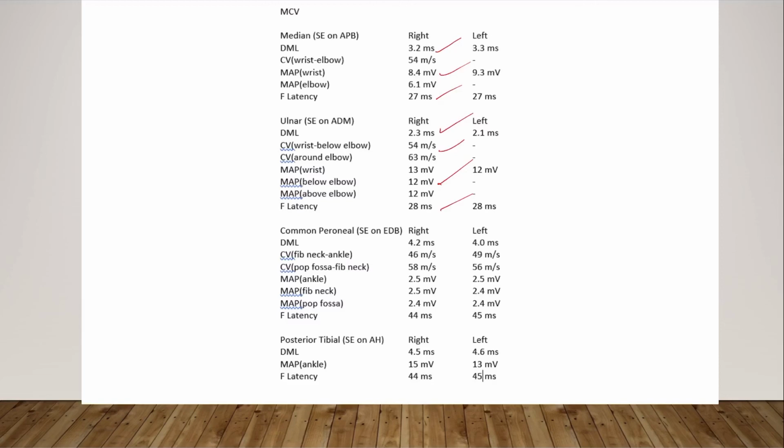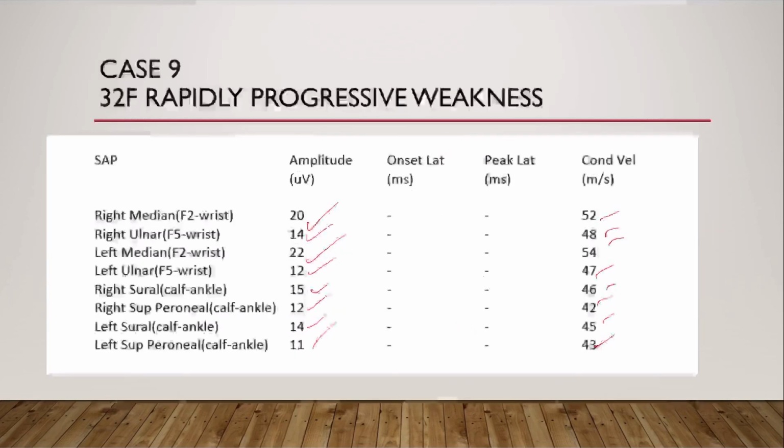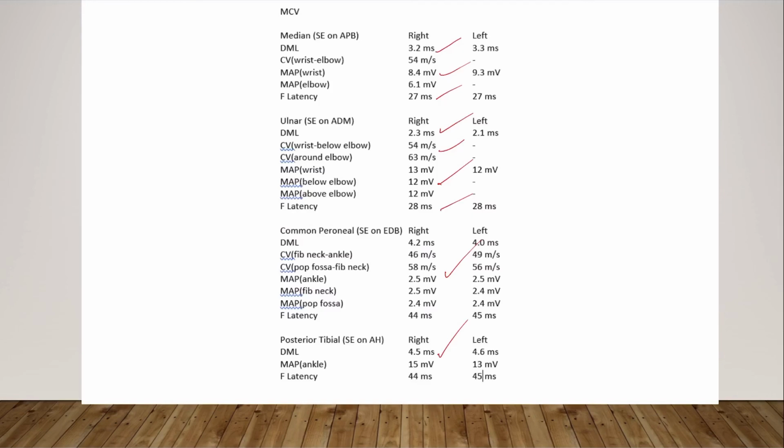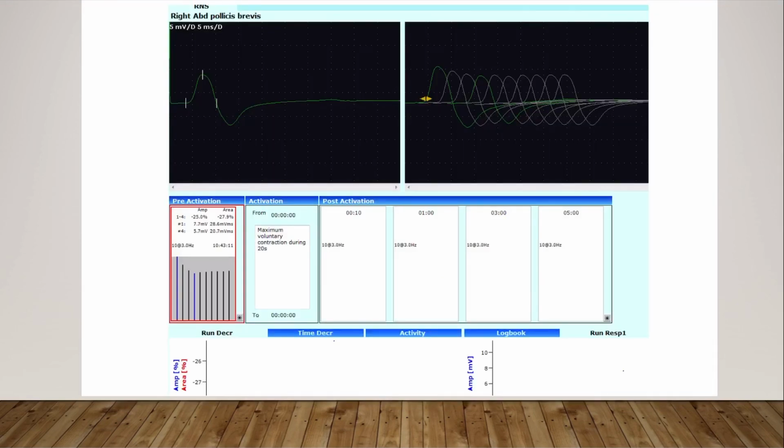For the peroneal and the AH, I'll just tell you straight out, let's tick those off and avoid wasting your time. But we have a lady with rapidly progressive weakness, and we have not identified a peripheral neuropathy, nor a motor neuropathy, nor any evidence or hint of a myopathy. So what is going on? At this point, you need to start thinking about doing repetitive nerve stimulation.